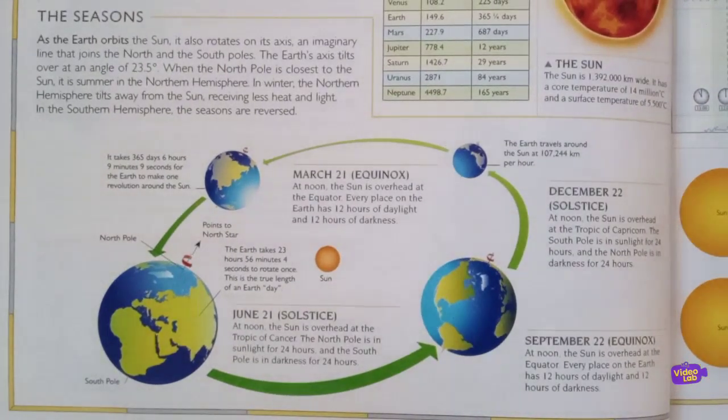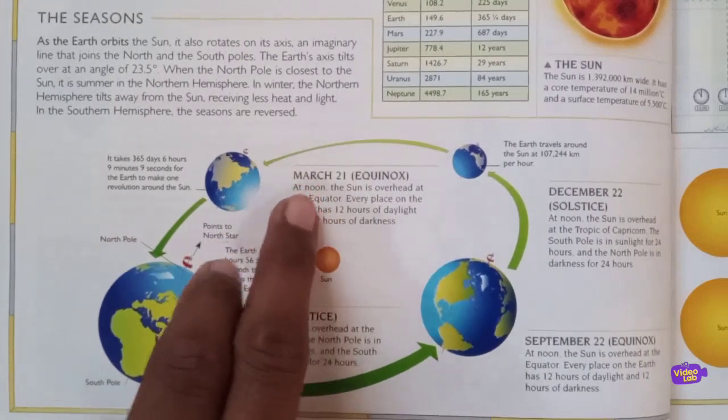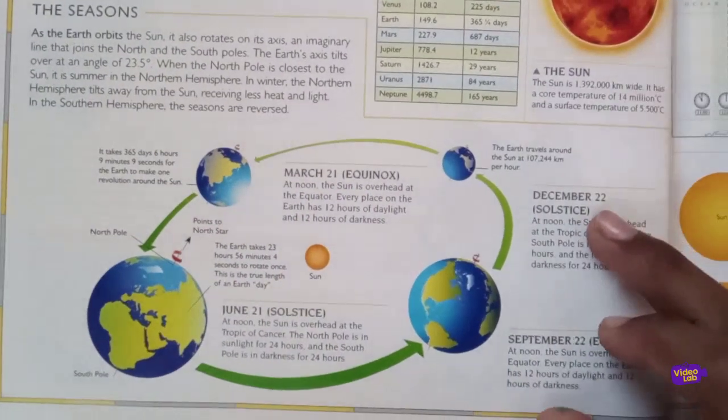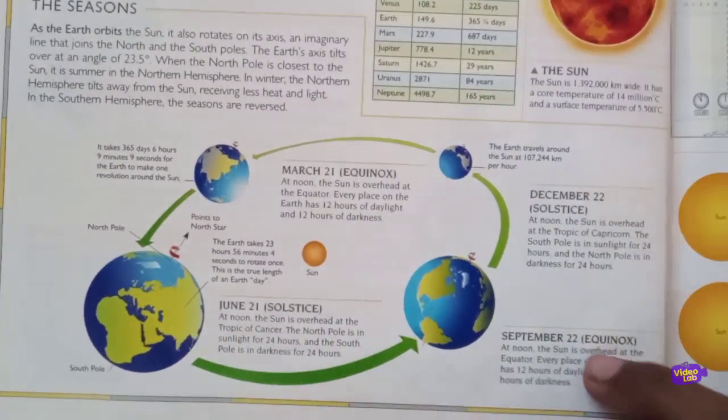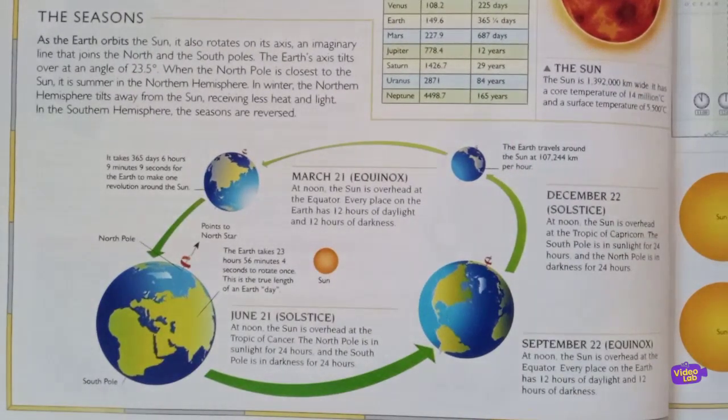So, here is the diagram. On which dates does it happen? It is told here. On 21 July, it is solstice. On March 21, it's equinox. On December 22, it is solstice. And on September 22, it is equinox. So here it is told in detail how the seasons are formed. So we will learn about it in our next video.